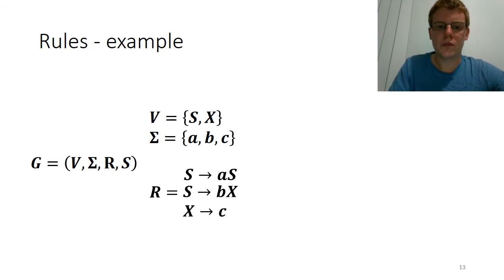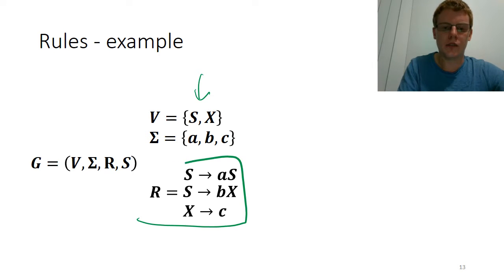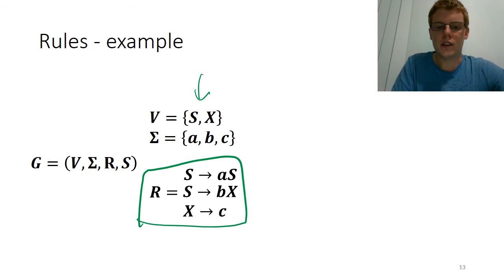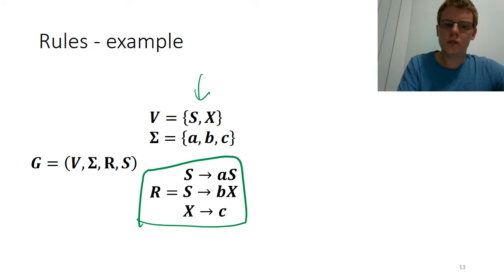So just a quick example using this following grammar here. This grammar consists of non-terminals that are a capital S and a capital X, terminals that include A, B and C, so all of our strings have to be made up of A's, B's and C's in the language, and this rule set here, which consists of 3 rules. Now note that if we have a non-terminal in V that doesn't have a matching rule on the left-hand side, it doesn't make much sense because we can never expand that non-terminal.